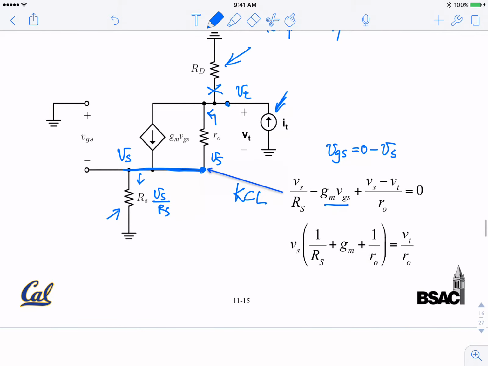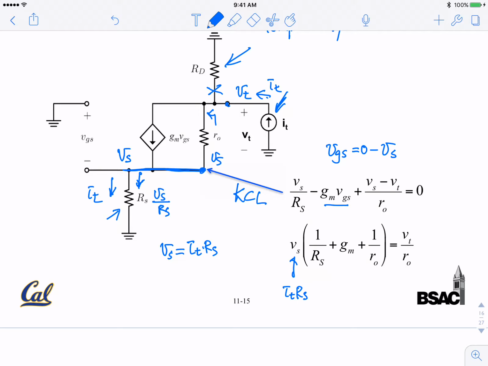Vs. Now Vs, from here we also know, is basically equal to the current. This is the same as before. All the current coming out here, IT, if we take out that RD, all the current has to end up here. So the current flowing through the resistor is precisely IT. So Vs is basically IT times Rs. So you replace this Vs by IT times Rs.